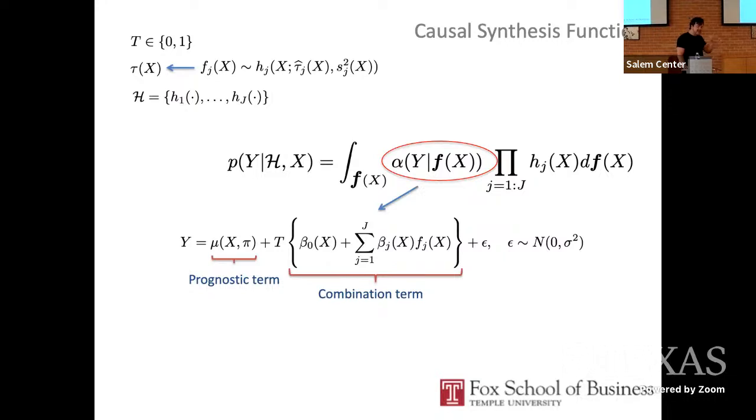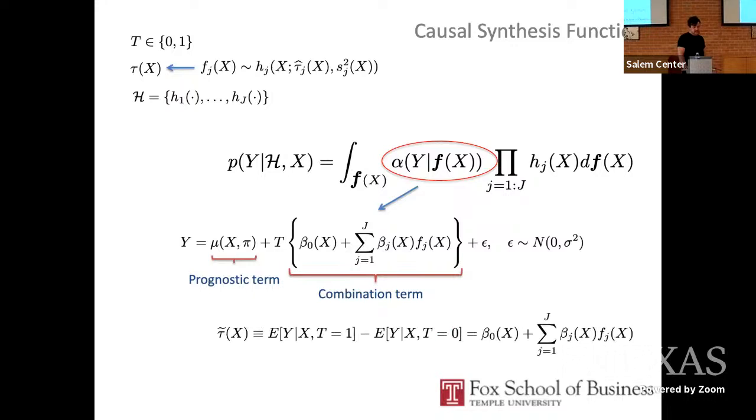So it's analogous in that perspective. They have a two-component model: one prognostic term, second combination term. The combination term itself looks fairly familiar. It's sort of like a linear regression, right?